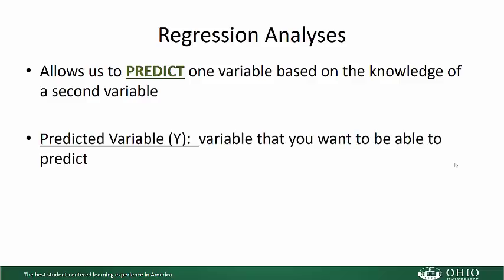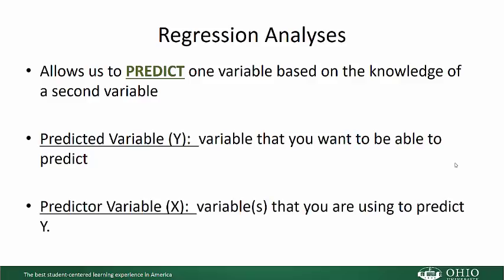In regression, the y variable is the predicted variable. This is the variable that you want to be able to predict. The x variable is called the predictor variable. This is the variable that's used to estimate or predict the y variable. It's very important that you correctly identify your x and y variables when you conduct the analysis in Excel. If you mix them up, then the results from the analysis will be incorrect.